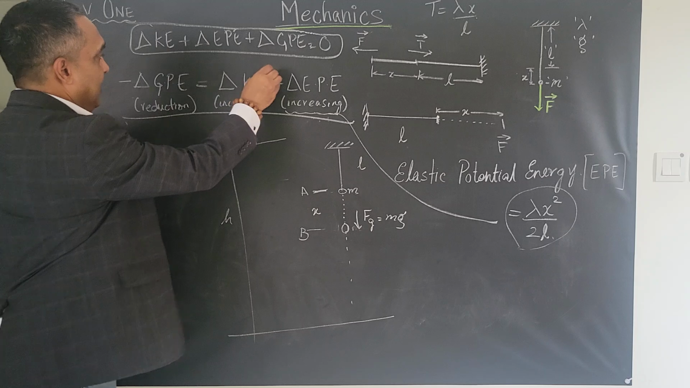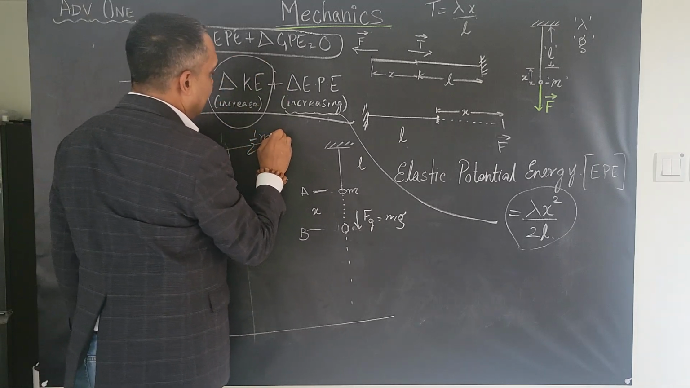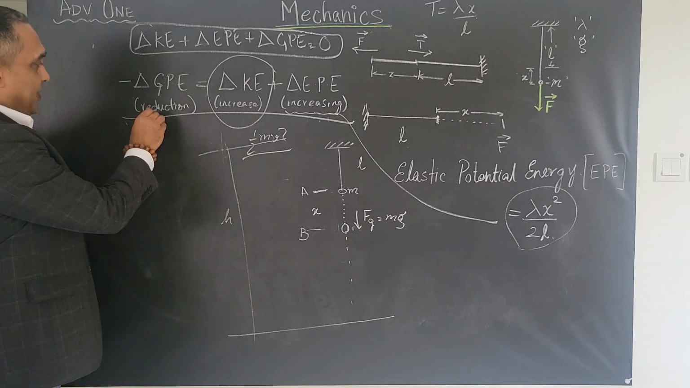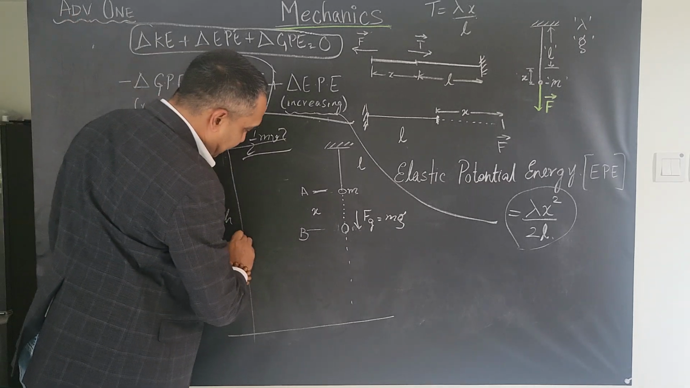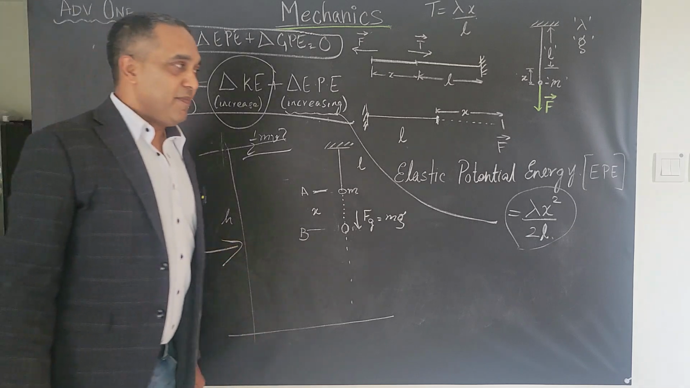Kinetic energy is easy. Half mv square. Gravitational potential energy, you should know that too. You can now estimate what happens.